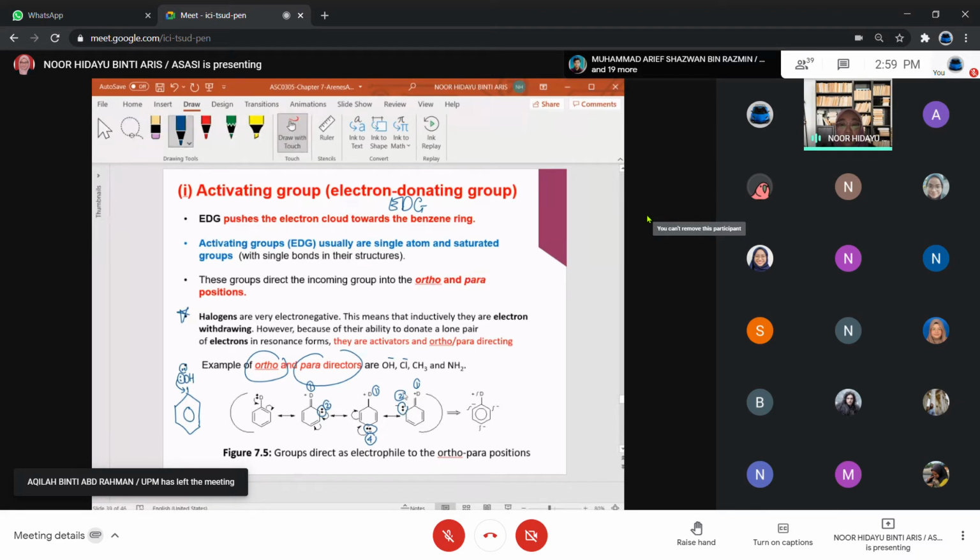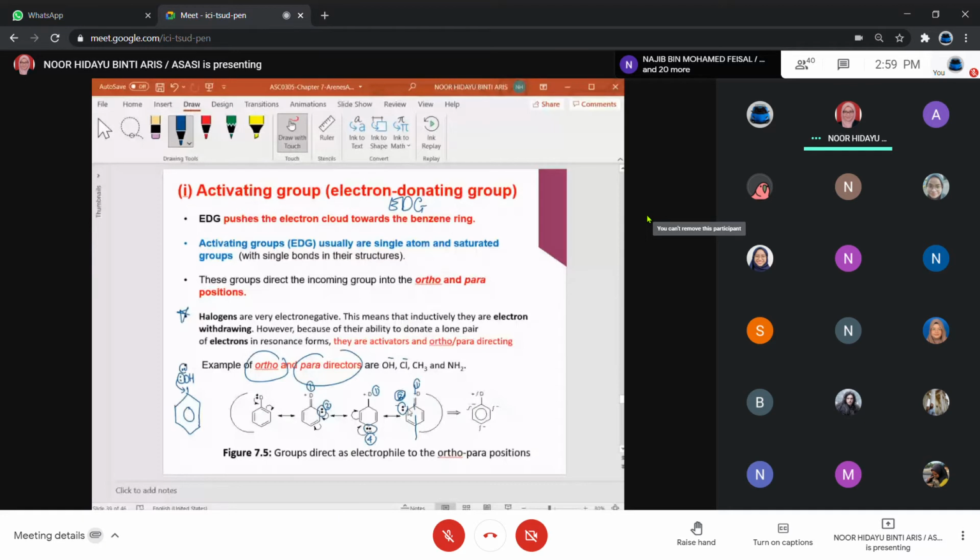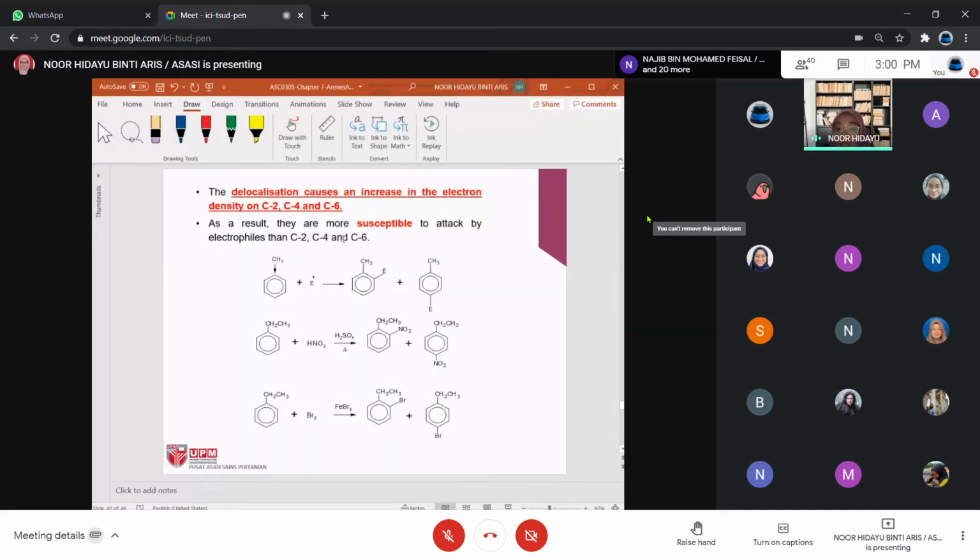Tapi yang ke-6 since dia ada symmetrical, kanan and kiri benda yang sama. So ini kita carbon yang kedua. Okay, as susceptible to attack by electrophile, then C2, C4 and C6. Okay, boleh dapat kat sini. Okay, contoh.